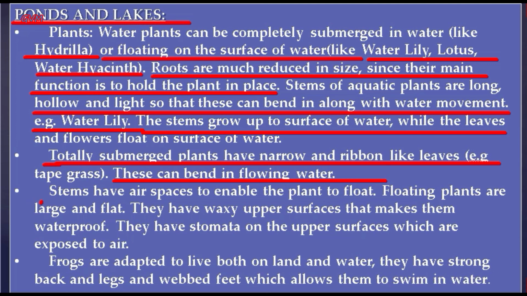Now students, the next important characteristic of these aquatic plants is that they have air spaces that enable the plant to float. And students, these floating plants also have waxy upper surfaces that make them waterproof, and so the stomata are generally found on the upper surfaces which are exposed to air.